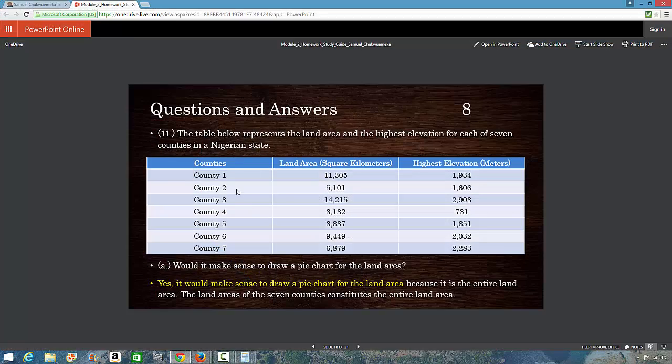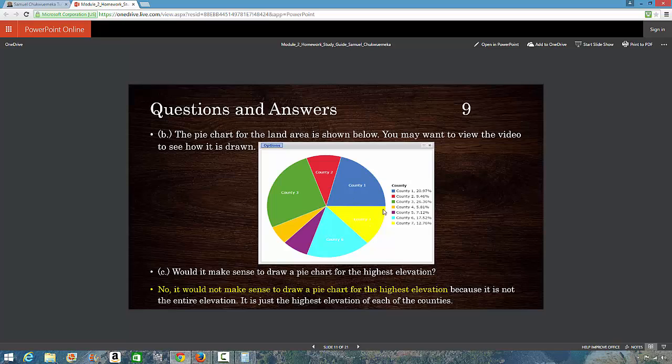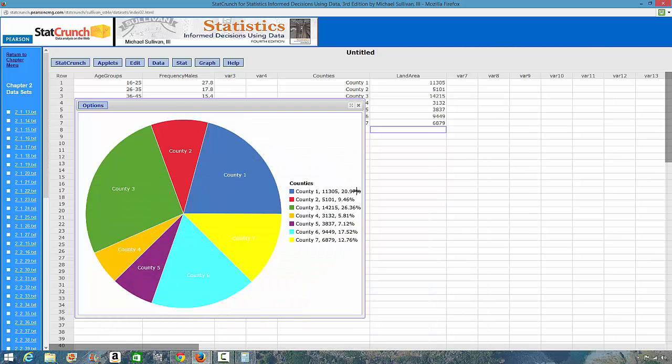Back to our video here. So when you do that, you have something like this. I think I just did mine with percent of land area, but if you want, you can still put the count and it will put it for you. Like this one has the count and the percent.